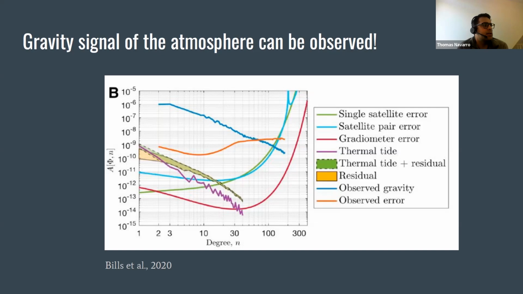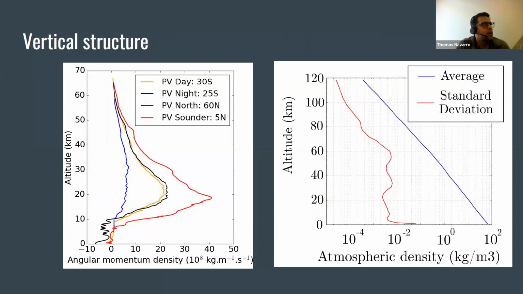So the thermal tide here is in purple, and it's below the error of the existing data set of gravity. But with future mission configurations, we might be able to get the thermal tide up to spherical harmonics degree number 30. So in the future, we might be able to measure the gravity changes by this tide. So next slide, please. So here is the impact it could have.